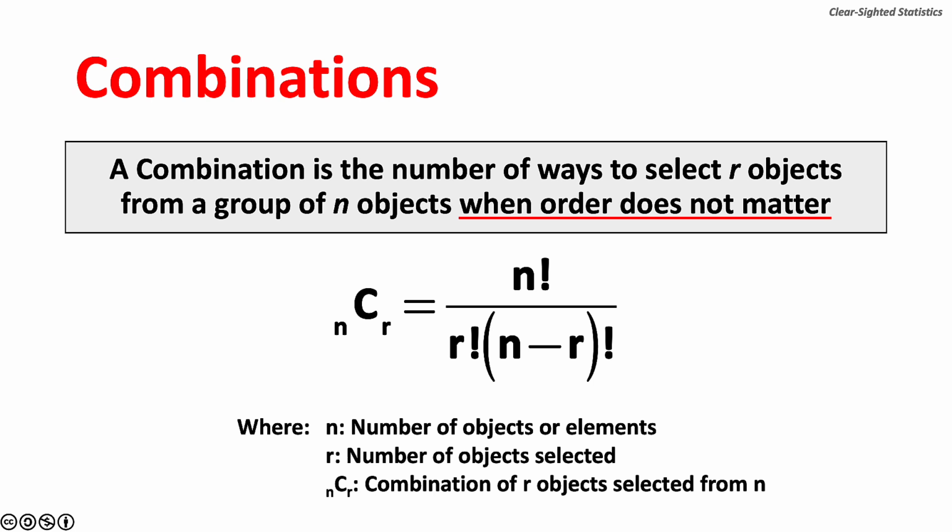Combinations express the number of ways to select r objects from a group of n objects when order doesn't matter. The combination of r things selected from n things, where r is the number of items selected and n is the number of objects, equals n factorial over r factorial times n minus r factorial.